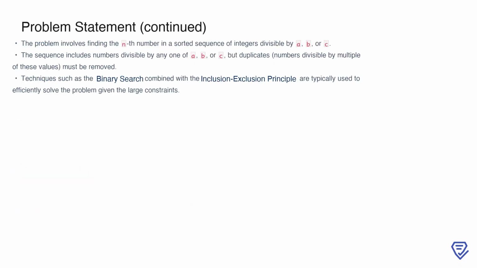To solve this problem, we need to find the nth number in a sequence of integers that are divisible by a, b, or c. A key challenge is accounting for duplicates caused by numbers divisible by multiple values among a, b, and c. This requires filtering such duplicates to maintain the correct order. Given the constraints, which allow for extremely large values, efficient methods are essential. Typically, a combination of binary search and the inclusion-exclusion principle is used to efficiently compute the desired result. These techniques help us handle the large range of numbers while keeping the solution computationally feasible.